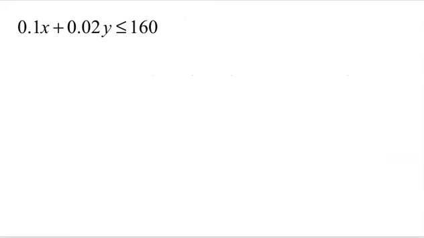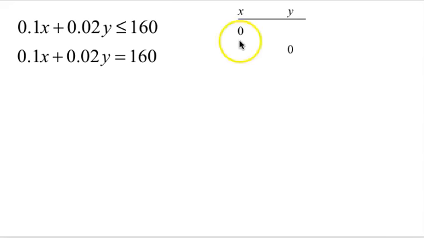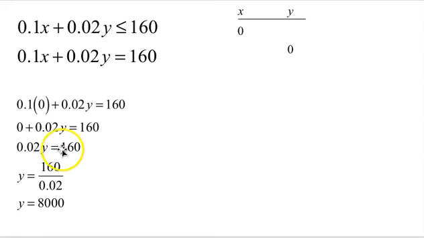And by now you should be familiar with our process. We are going to solve it as an equation using intercepts. If x is 0, what do we get? 0.2y is 160. Y is 160 divided by 0.02. Y is 8,000. If y is 0, what is x?